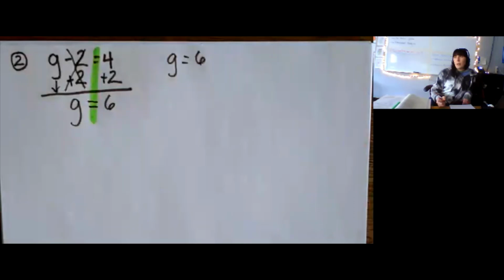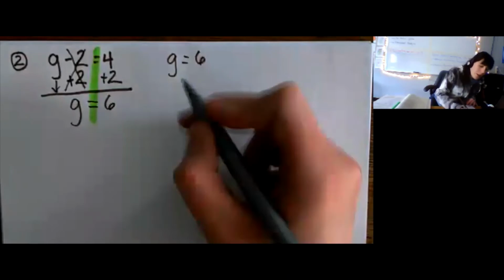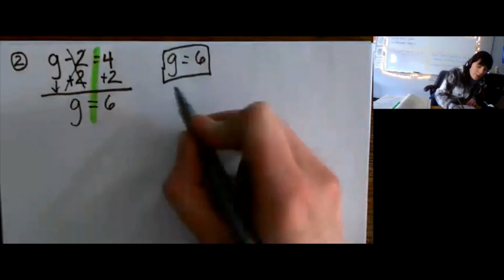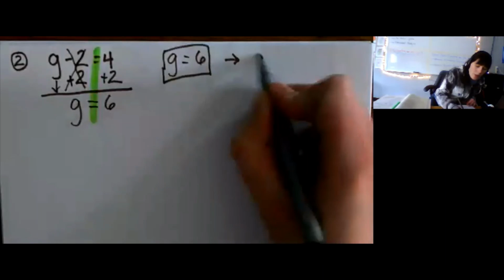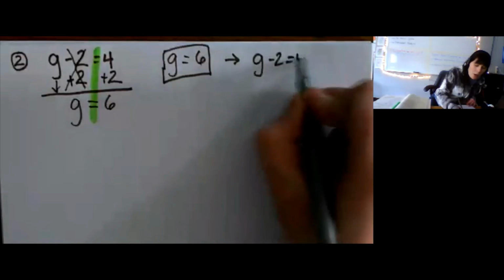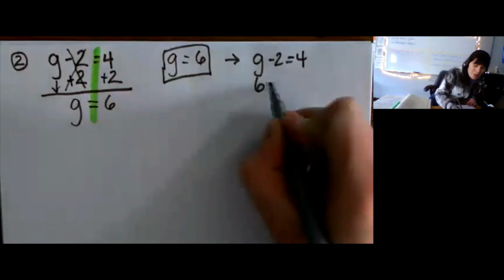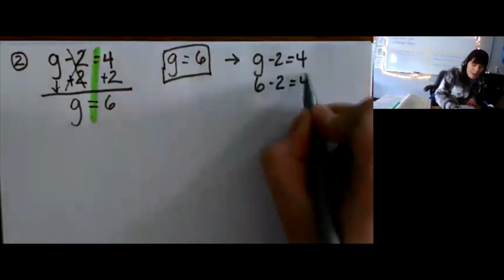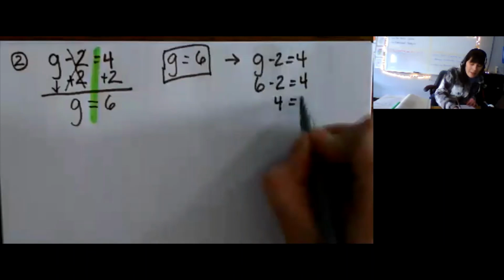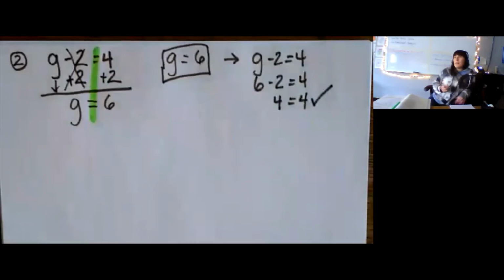Now we're going to check our work. Every time I see G, I'm going to put in a 6. So our original equation was G minus 2 equals 4. So 6 minus 2 should give me 4. And it does. So we know that G equals 6 is the correct answer.